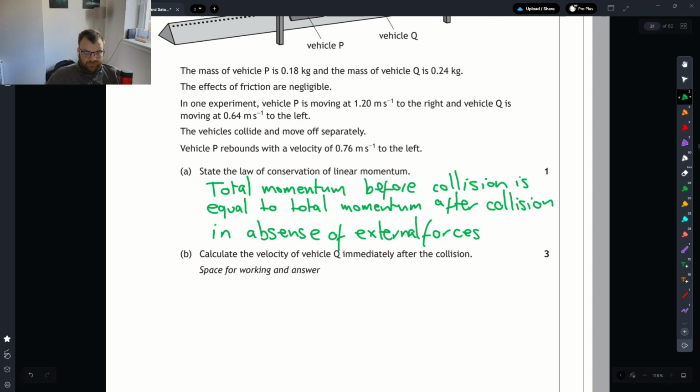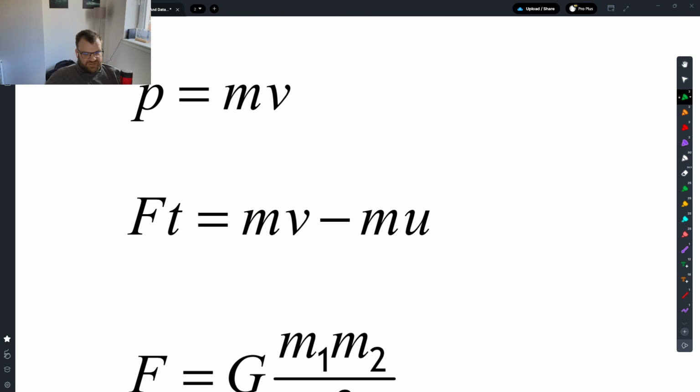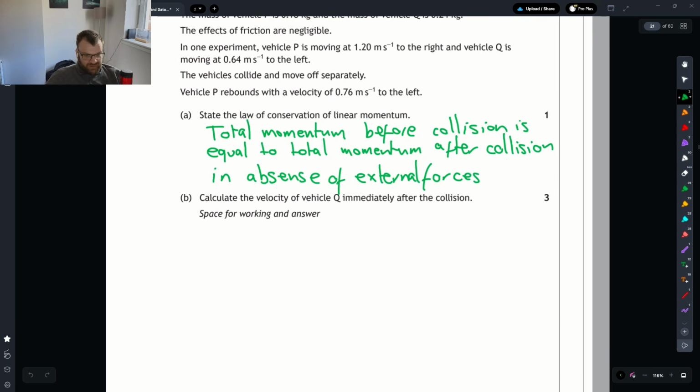We are going to use the mv minus mu again. This time though, because the beginning and end are going to be the same, we're going to be using m1 and m2, so before and after it. And we'll get P and Q.